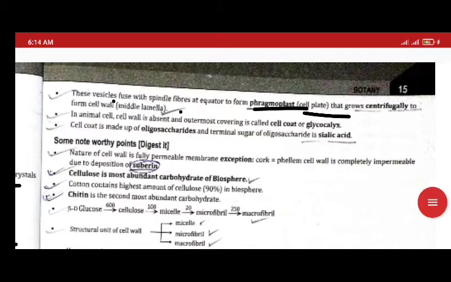When the vesicles come in contact with spindle fibers to make the cell plate, that is called the phragmoplast, which grows centrifugally, meaning away from the center.